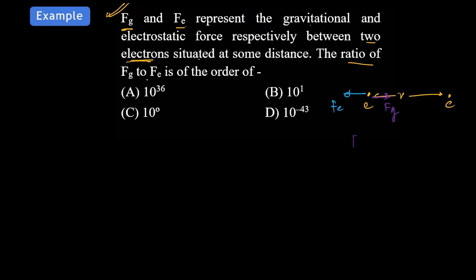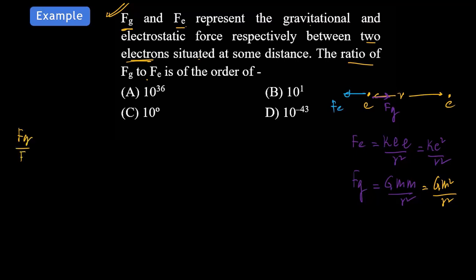You are asked to calculate the ratio of Fg and Fe. Now I know that Fe should be equal to K times Q1 Q2 by R square, that is K times e square by R square. And I know the expression for Fg: the gravitational force is capital G times M1 M2 by R square. The electron has mass, so it should be equal to G times M square by R square. Now in the question you are asked to calculate the ratio of Fg by Fe. Fg is capital G M square by R square and Fe is K e square by R square. So ultimately R square cancels out, and I am left with G M square by K into e square.